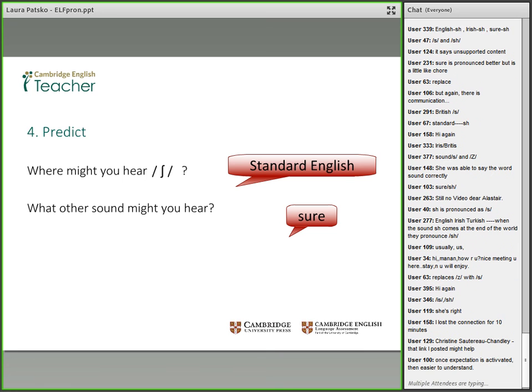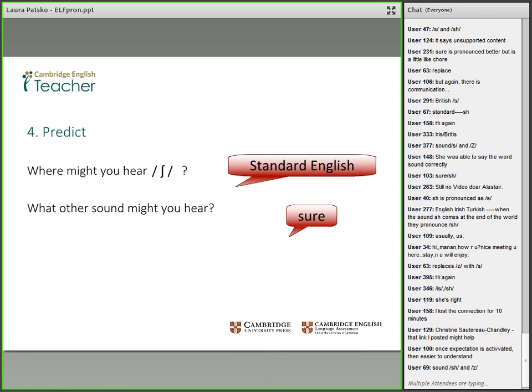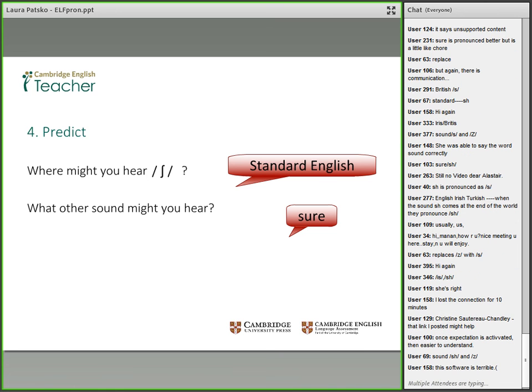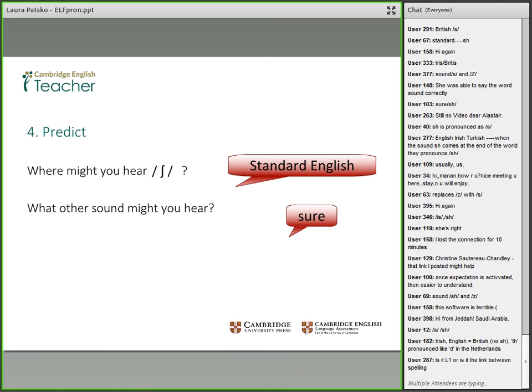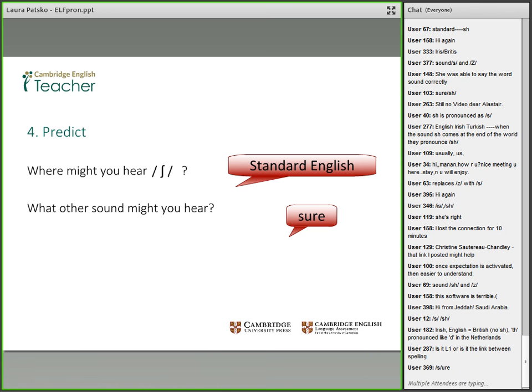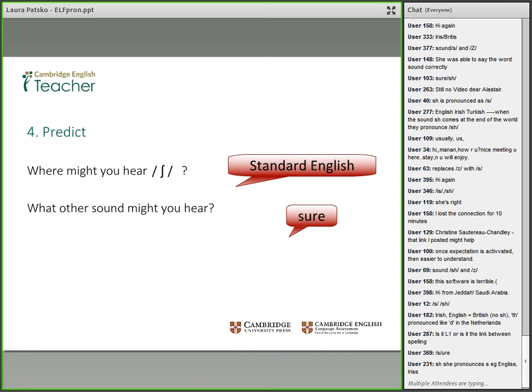Because it's very easy to expect to hear the same things that you yourself would say. And this is where our students will have difficulty, if the phonological representation in their head doesn't match someone else's speech.